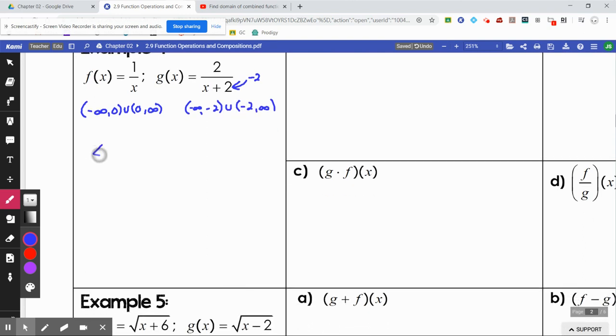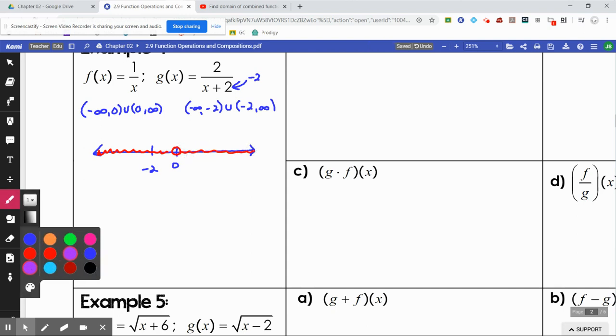Now I've got to combine those two. So my first one is a combination of x can be anything. We put 0 and negative 2 on my number line. So for my first function, x can be anything except for 0. For my second function, x can be anything except for negative 2. So now we ask ourselves what values are present in both, because in order to be in the combined, it must be in both. This value is not in both, and obviously this value is not in both. However, every other value is in both.